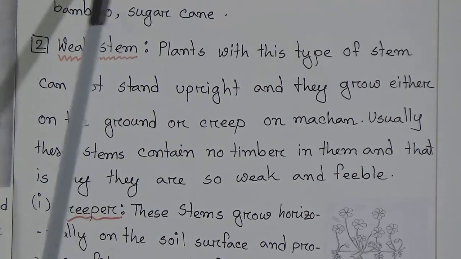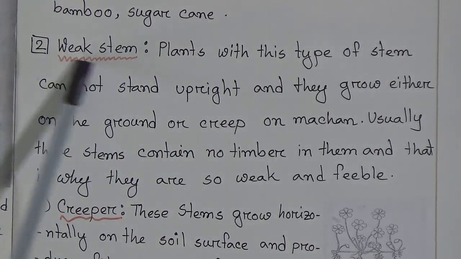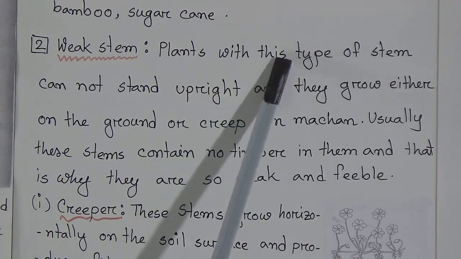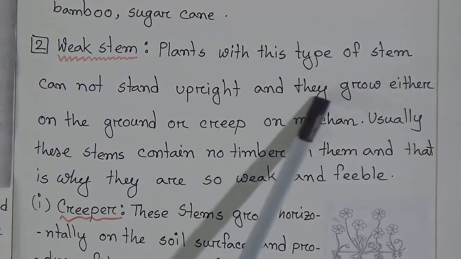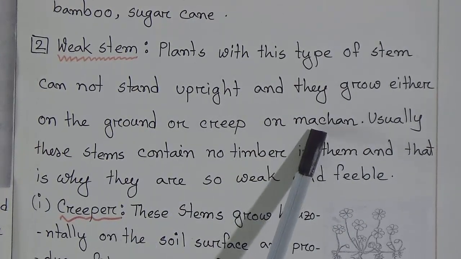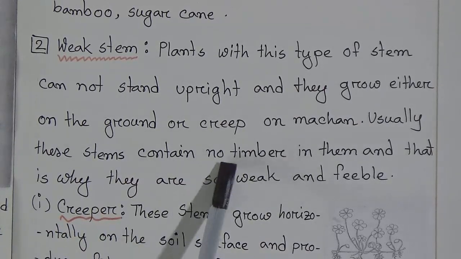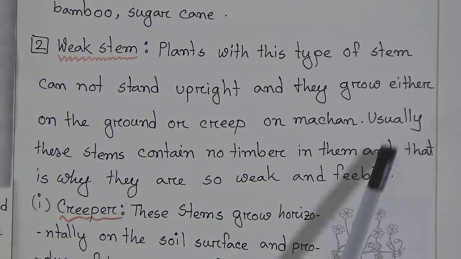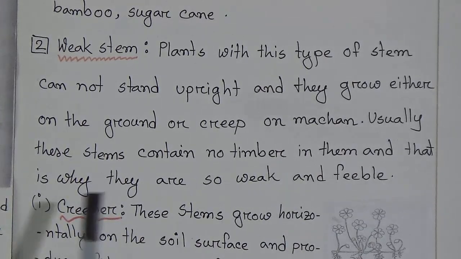We already learned about strong stem. Now we will discuss weak stem. Plants with this type of stem cannot stand upright, and they grow either on the ground or creep on mulch. Usually these stems contain no timber in them, and that is why they are so weak and feeble.